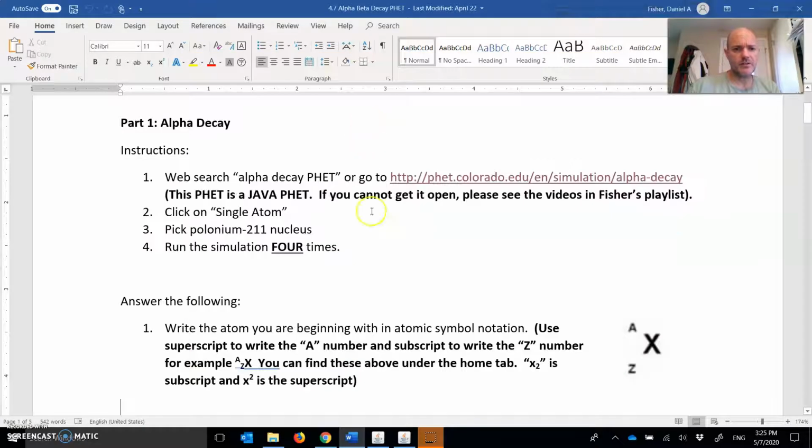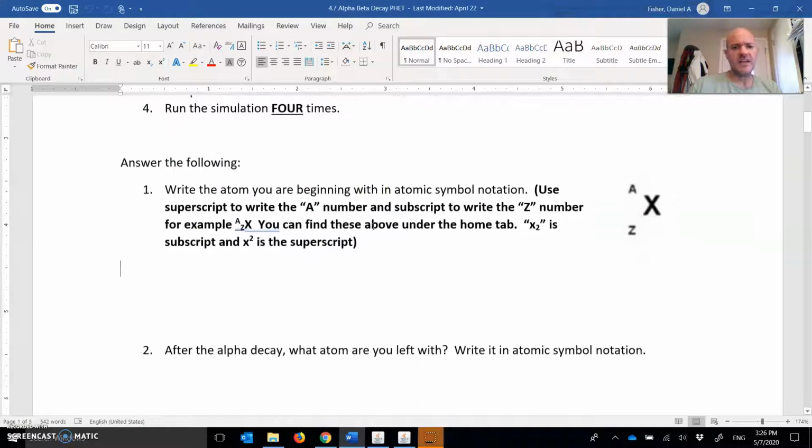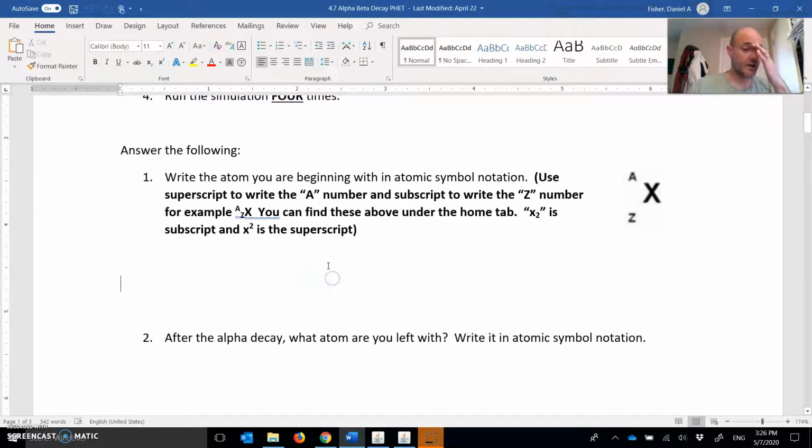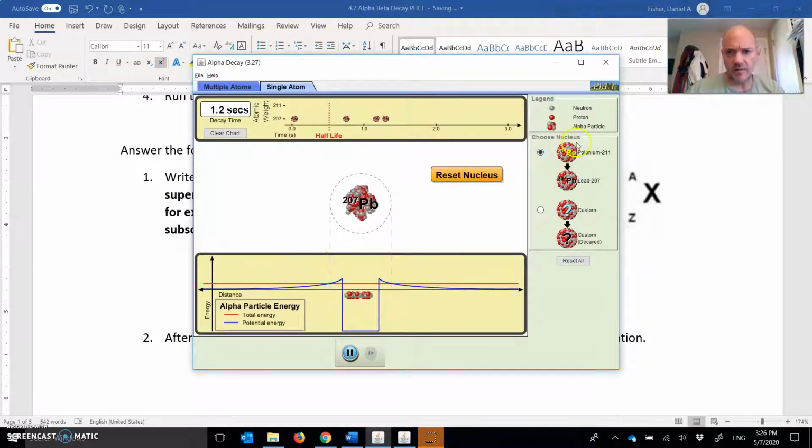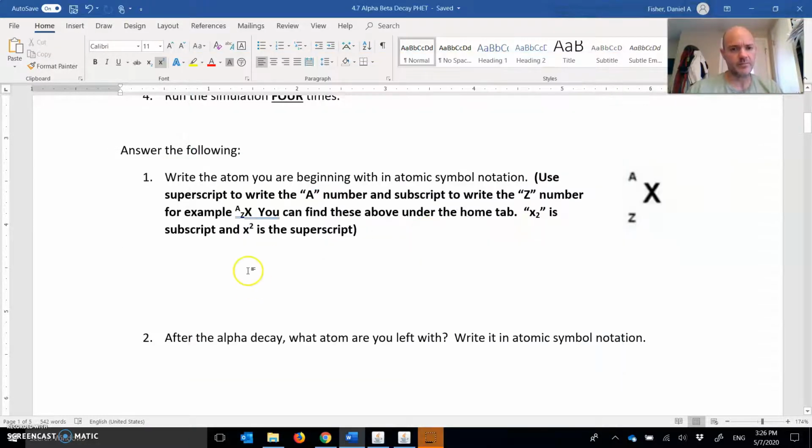I'm going to switch back here. Write the atom you are beginning with in atomic symbol notation. So to kind of illustrate how that works, here is the superscript and the subscript. I'm going to start with the superscript to write the mass number, which if I look back at this, it is 211.